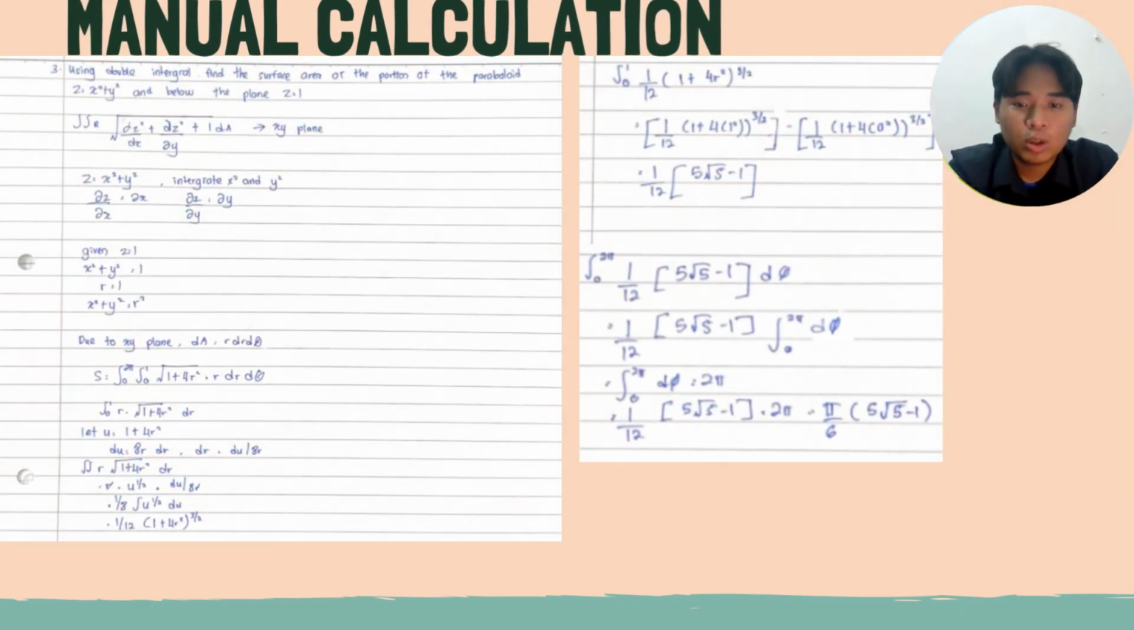So this is for the manual calculation. The given surface is z equal to x square plus y square, and the given plane is z equal to 1. First step, we must use the surface area formula: S equals the double integral of the square root of 1 plus (dz over dx) square plus (dz over dy) square, times dA. Since z is equal to x square plus y square, we must differentiate it first. Differentiating x square, we get 2x, then differentiating y square, we get 2y. Then we substitute it back into the formula.